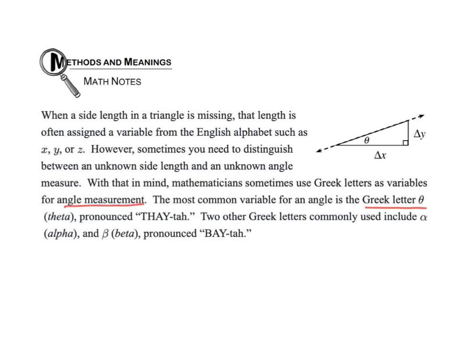variable is the Greek letter theta. Two other Greek letters commonly used are alpha and beta. So we use theta, alpha, and beta. If I'm writing beta, it will always have this tail down here. Theta looks kind of like a zero that's crossed through. And alpha just kind of looks like a fish.